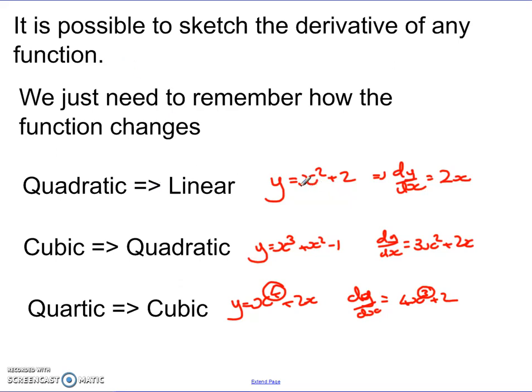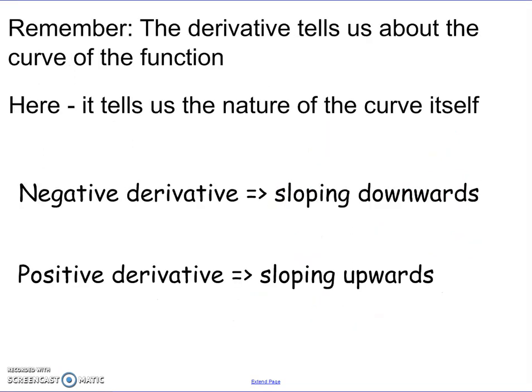So if I've got a quadratic to a linear, my original function might look something like that, but my derivative looks like that. It's a straight line. Now what we have to be able to do is look at the graph of the original function, look at the key bits of information presented there, and be able to translate this across and sketch it into the graph of the derivative. Now one thing we have to remember is that the derivative tells us about the curve of the function, which also then leads us into the nature of the function and the nature of the curve itself.